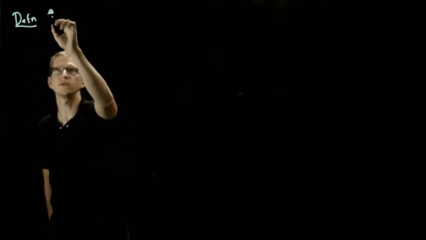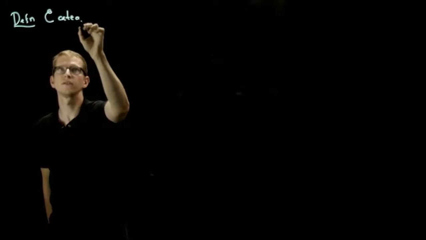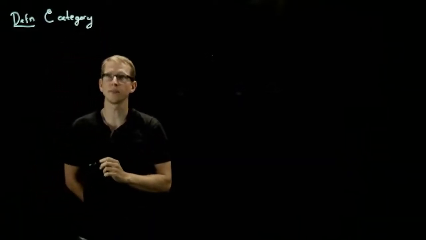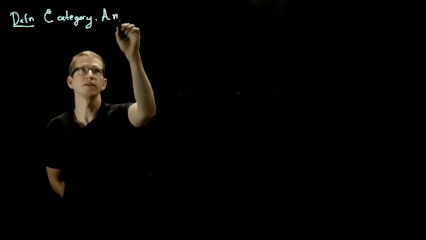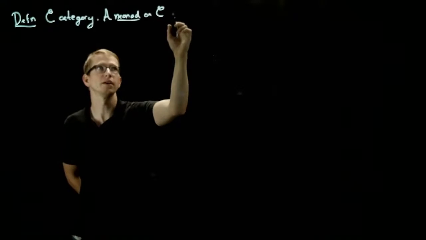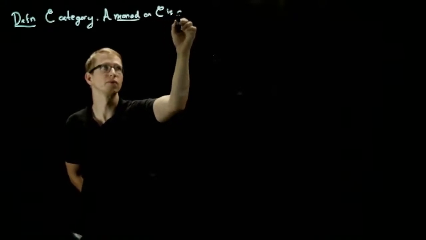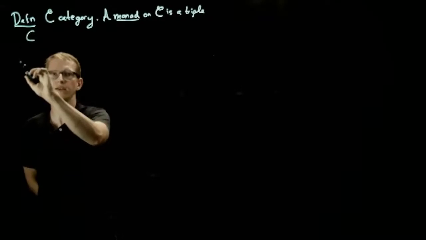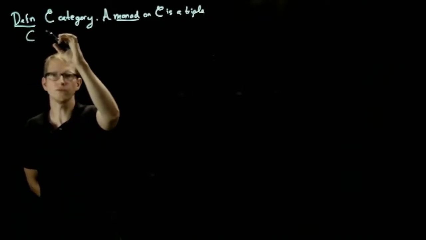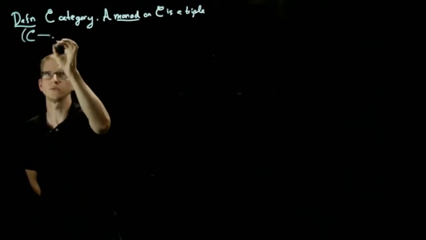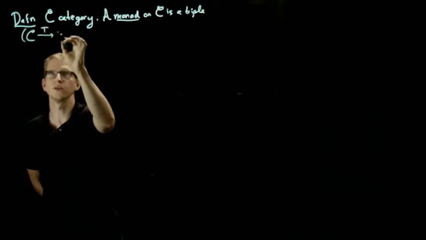And so C is a category. We'll fix our category C. And a monad on C is a triple. And it consists of a bunch of things, the first of which is a functor from C to itself. Let's call it T.